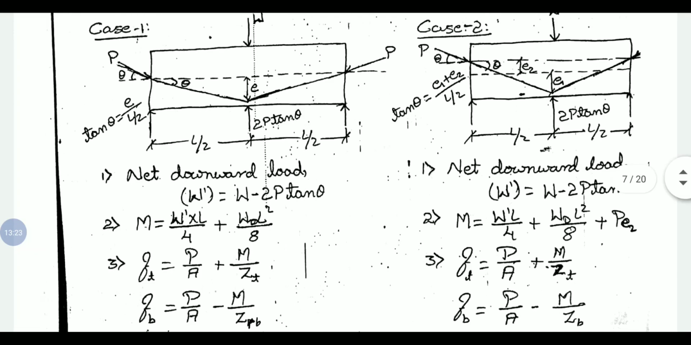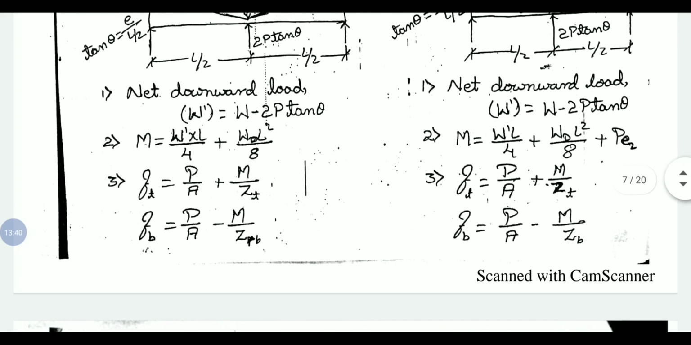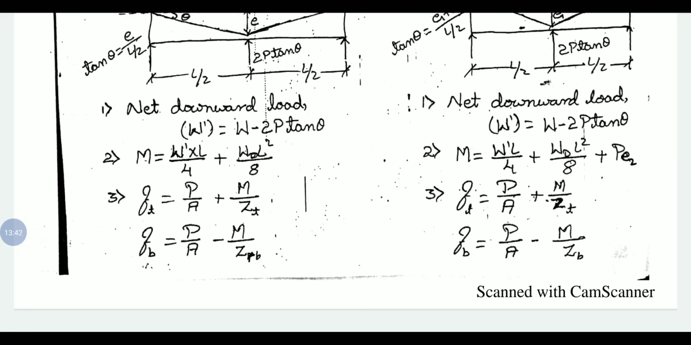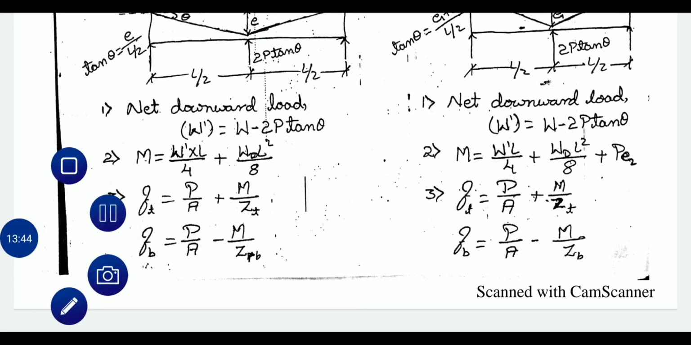In case 2, we have eccentricity at the support as well as eccentricity at midspan. So there we have an additional parameter for calculation of the moment M, that is, we consider the moment above the neutral axis, that is P into E2. This is about the load balancing concept.